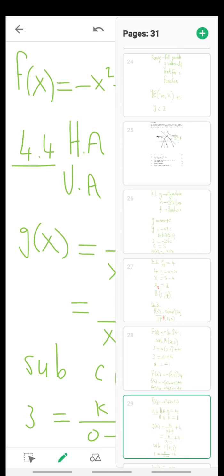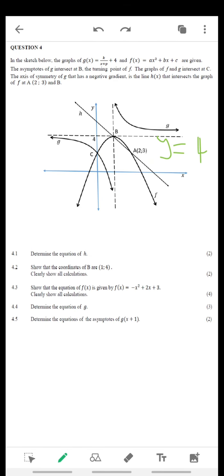Now let's go to the second last question. Determine the equation of g. Okay, so what is g in this case? G is our hyperbola. You agree with me? So remember, we already know the horizontal asymptote there. So it means we need to know what is the vertical asymptote. And by virtue of looking, we said if we know the coordinates of b, we will know the vertical asymptote, which will be x equals 1, because the x coordinate of b is 1.